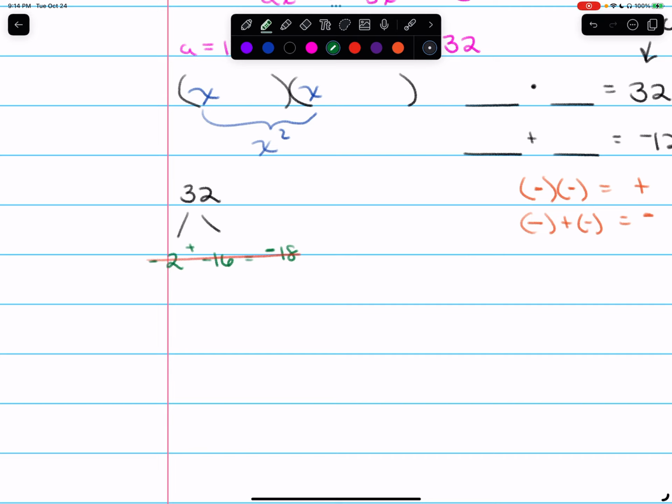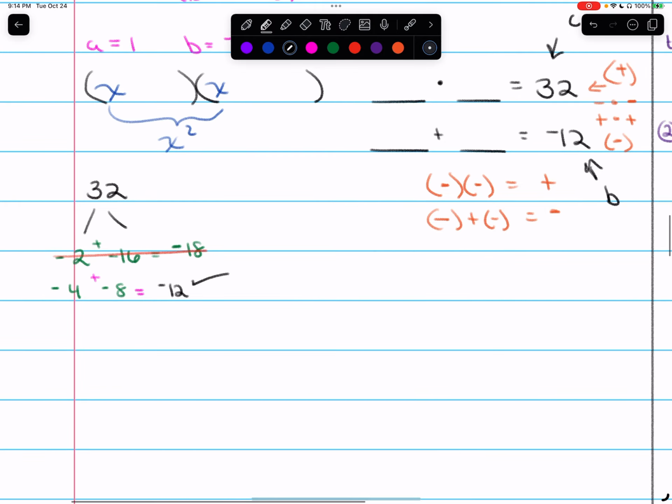What are two more numbers that multiply to equal 32? How about a 4 and an 8? Again, they both need to be negative, so when we add, we get a negative number, and when we multiply, we get a positive number. So when we add negative 4 and negative 8, we get negative 12. That's the number we're looking for. These are the two numbers we're looking for.